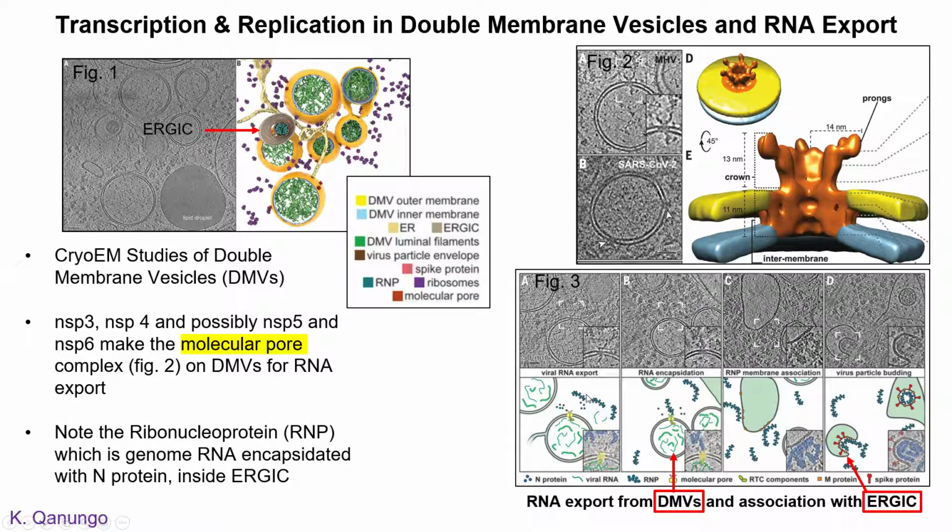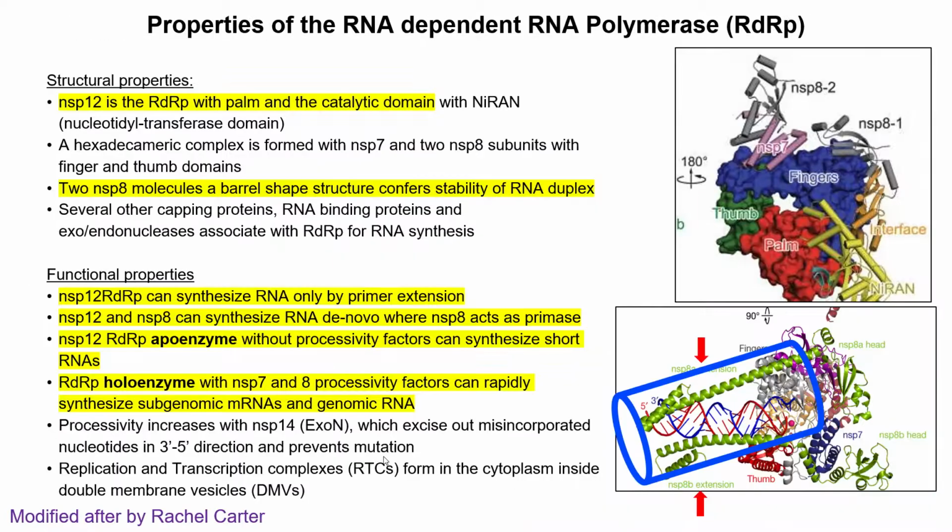So here is a model which shows that with the help of the pore, the RNAs are just coming out into the cytoplasm, and if they are mRNAs, they are going to get translated, and if they are genome RNA, they are going to be encapsulated by the N protein, and then they will be destined to the ERGIC, or the endoplasmic reticulum Golgi intermediate compartments, and their viral assembly will take place. That's the last part of it. So this is basically the RTC, replication transcription complex, and the double membrane vesicle where the replication takes place.